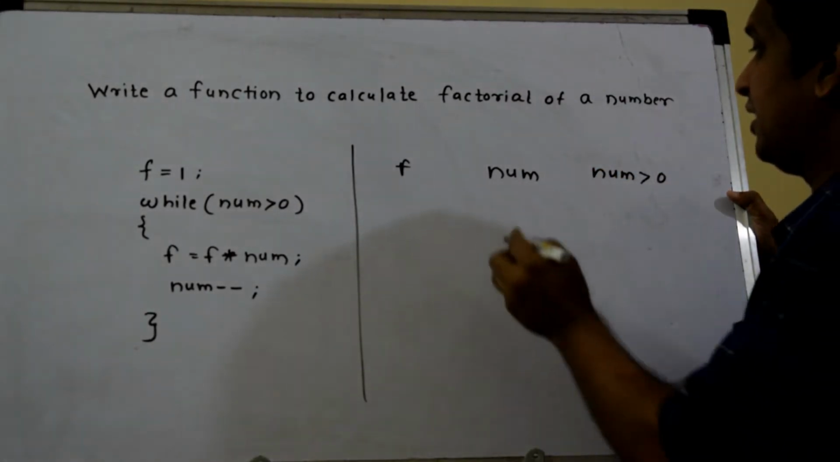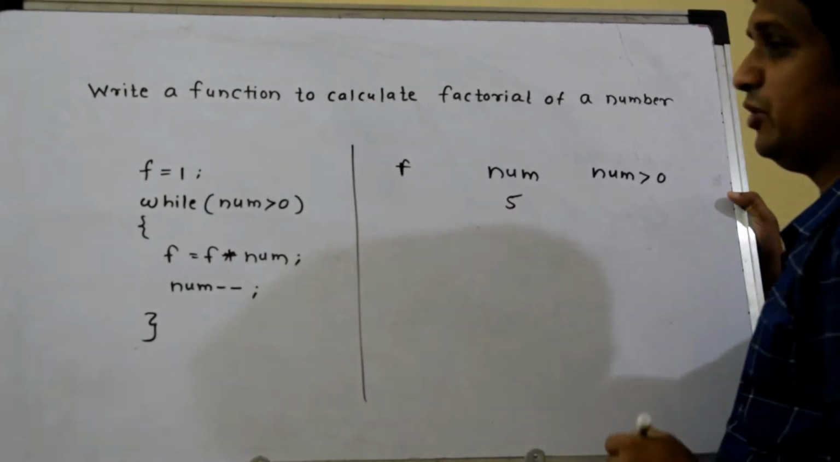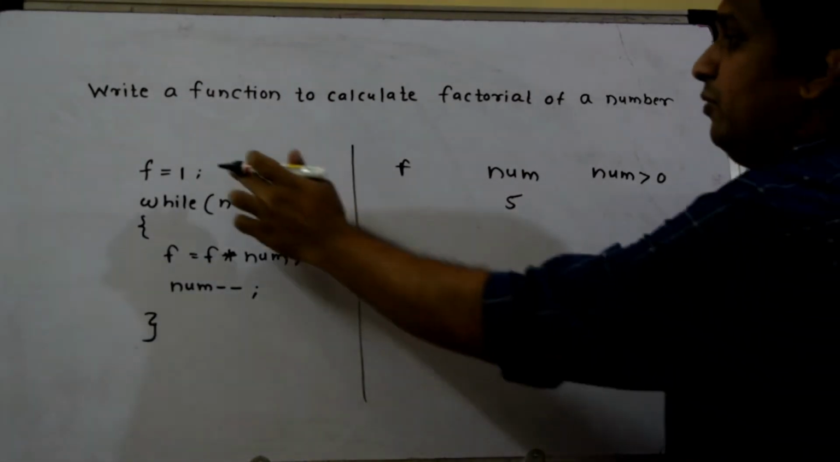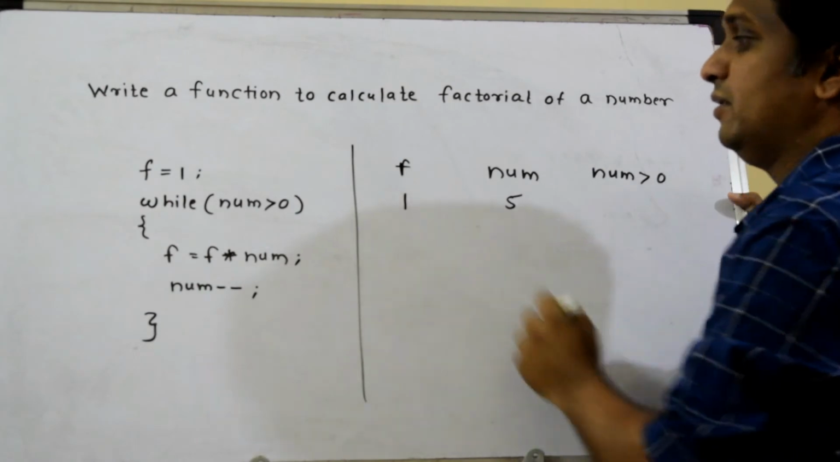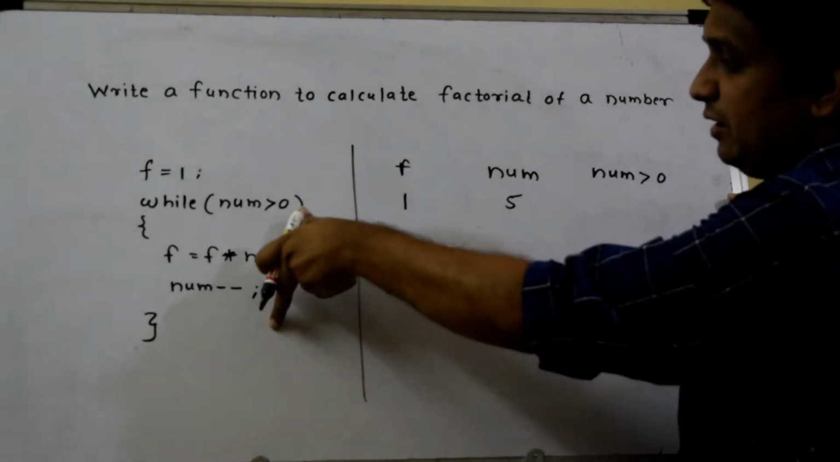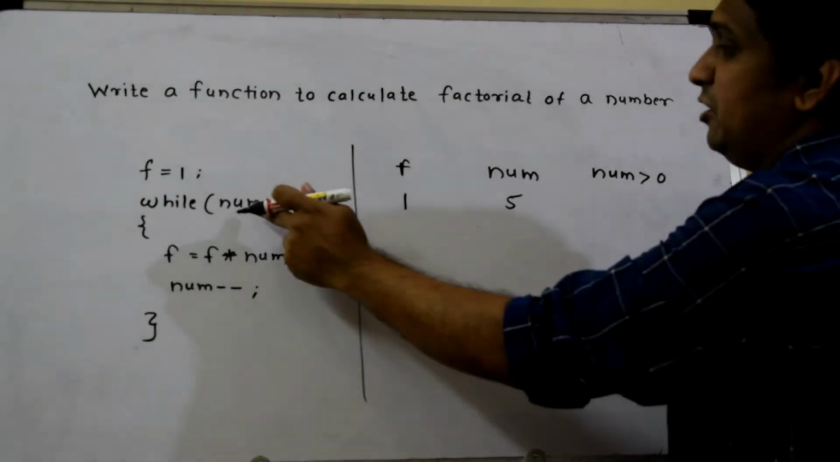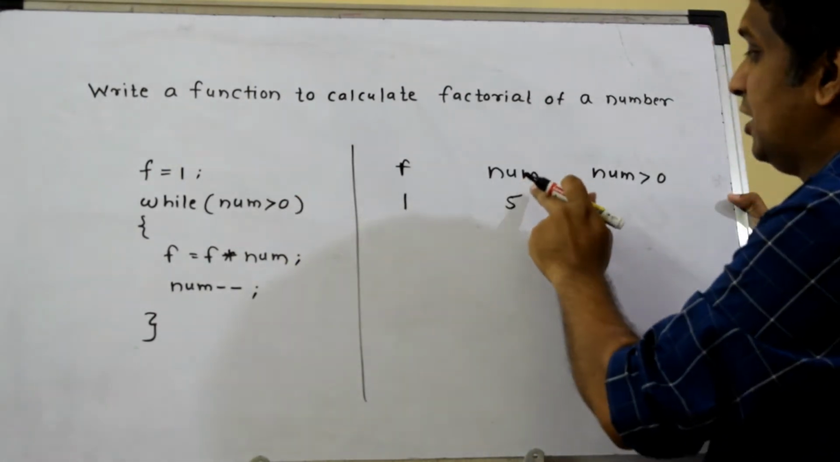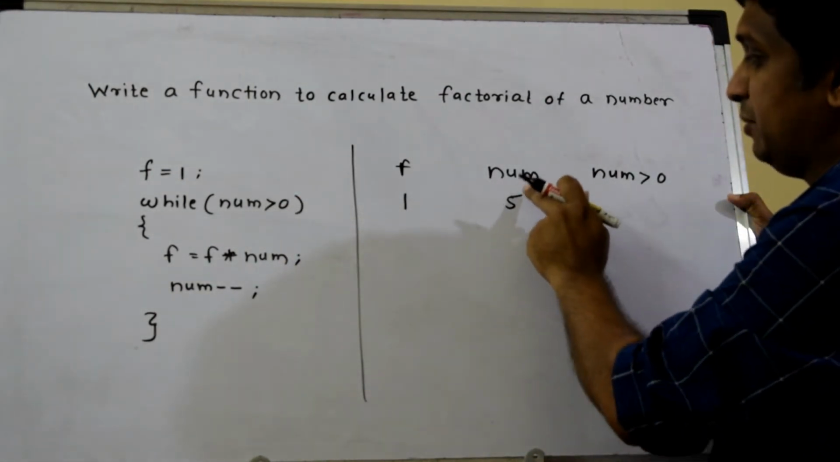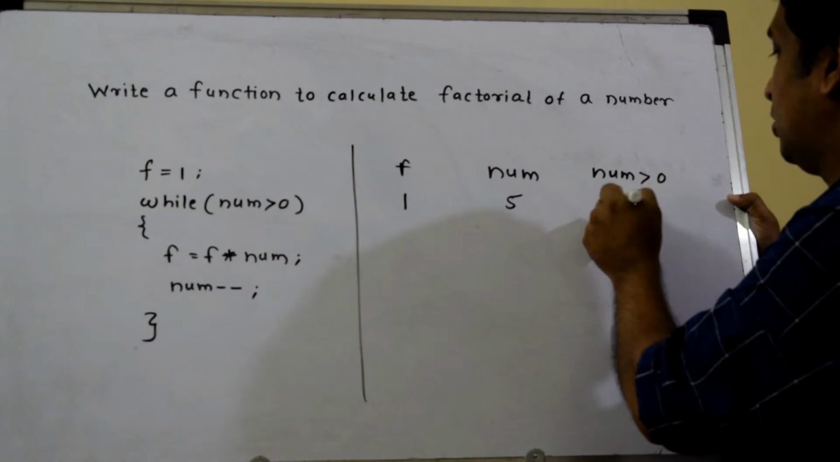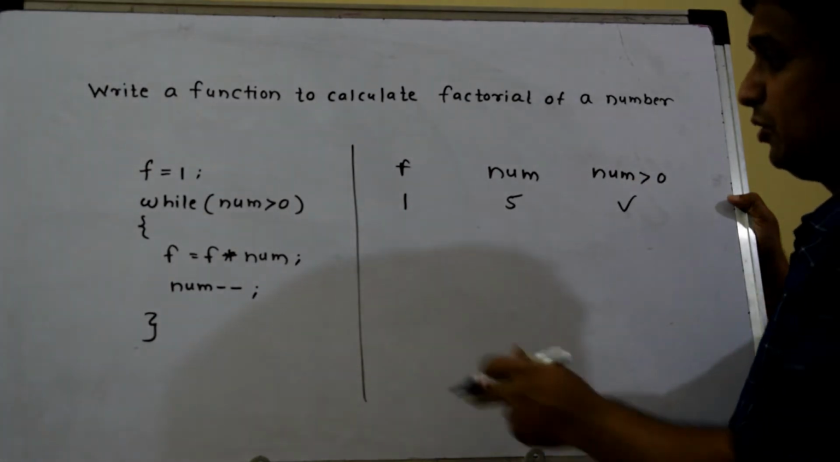Suppose the user has entered the value 5 for num. The f variable has the initial value 1. After that, I will run this while loop. The condition is while num is greater than 0. So 5 is greater than 0, the condition is true, so it will go inside the loop.